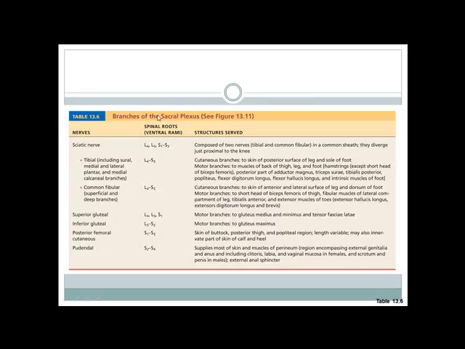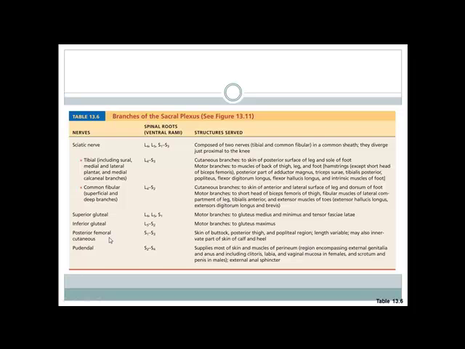Okay, with the branches of your sacral plexus, the big important one is going to be your sciatic nerve. It's L4, 5, S1 through 3. Okay, and it's going to be made up of the tibial nerve and the common fibular. Next one, superior gluteal nerve, is L4 through S1. Inferior gluteal nerve is going to be L5 through S2. Posterior femoral cutaneous, S1 through S3, and your pudendal.